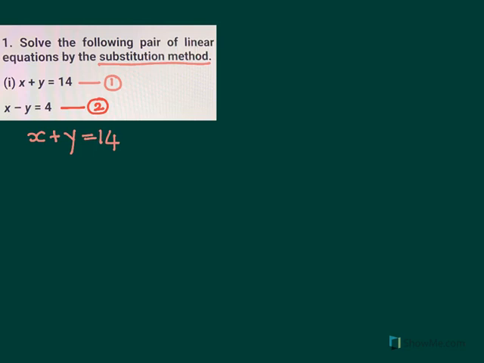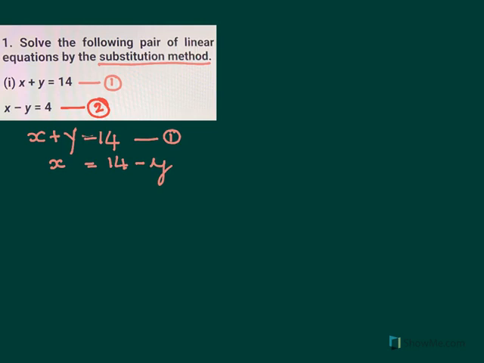I cannot solve this equation because I have two variables. x is unknown and y is also unknown. So here we are going to use a method called substitution. So I find the value of x. So x will be, when I transpose this, I'll get 14 minus y.